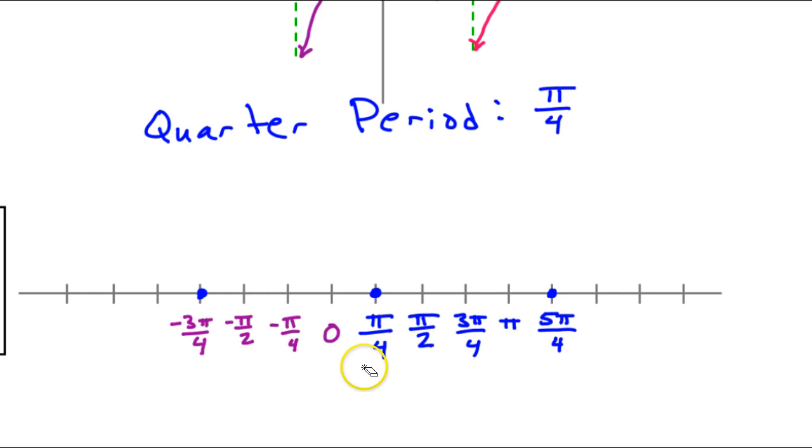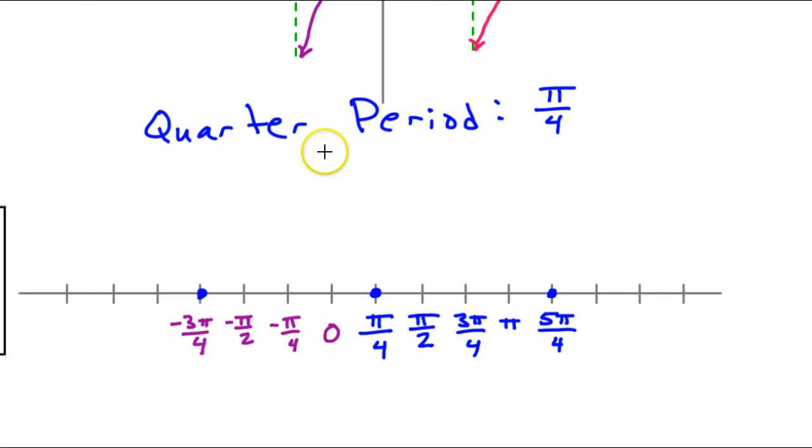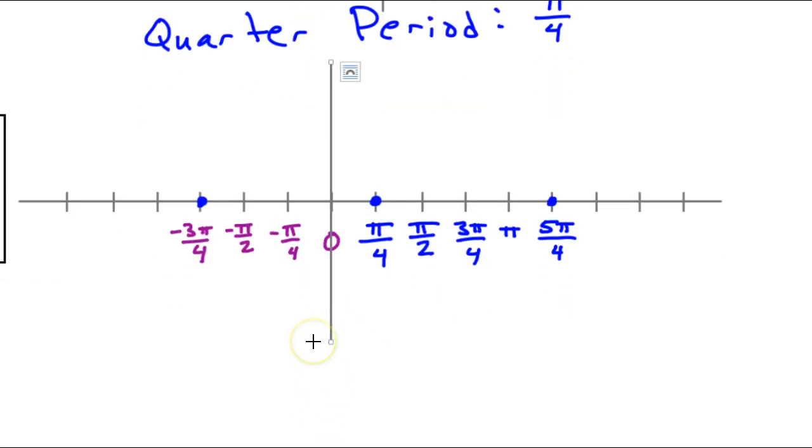Speaking of axes, now would be a good time to go ahead and put our y-axis in. Notice that our y-axis will not be at the starting point of the tangent function. The y-axis is always at 0. So I'm going to put my y-axis in at 0. Okay, so there's my y-axis.